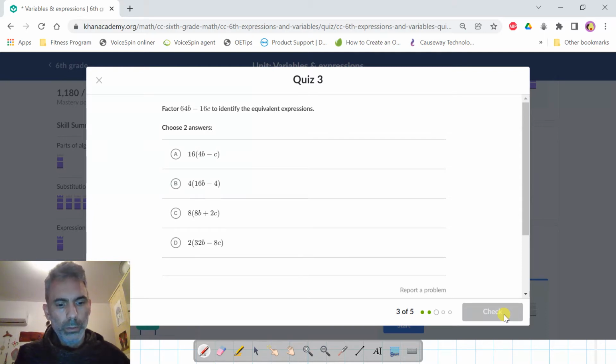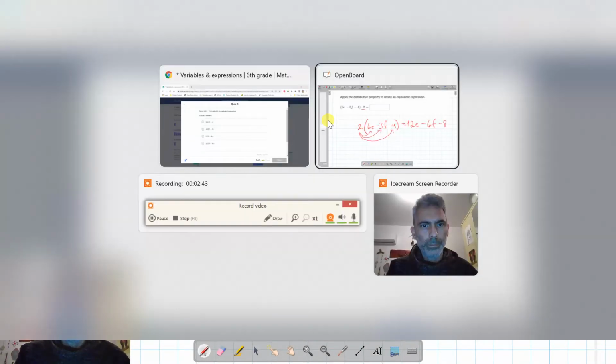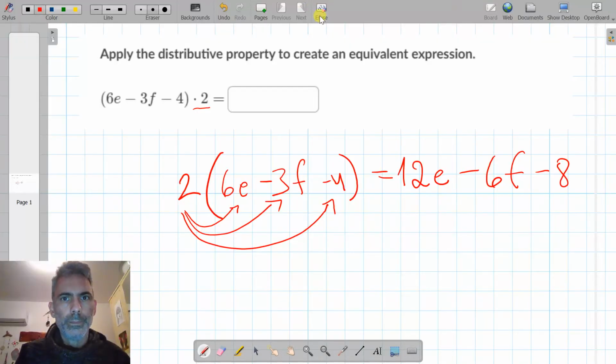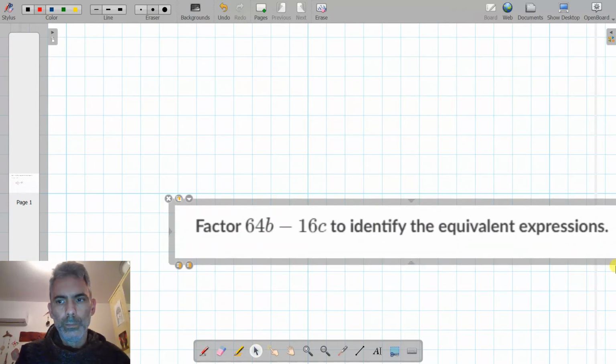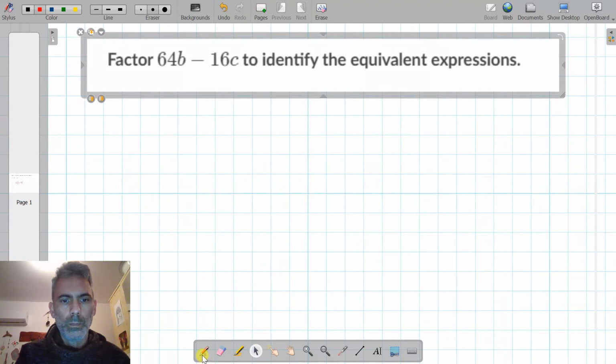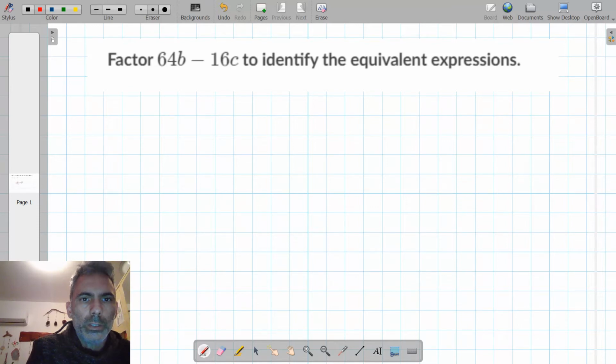Okay, factor. So I will copy this question to the board. Factor 64b minus 16c to identify the equivalent expressions. Okay, so let's find the largest common factor of 64 and 16. I think it's 16 because 16 goes into 64 4 times.